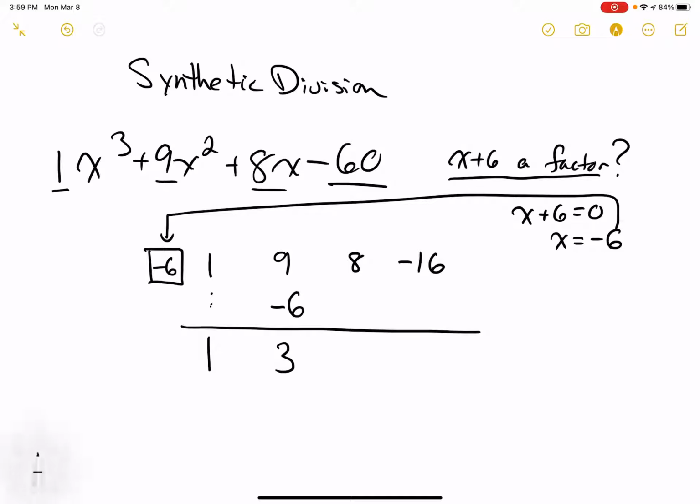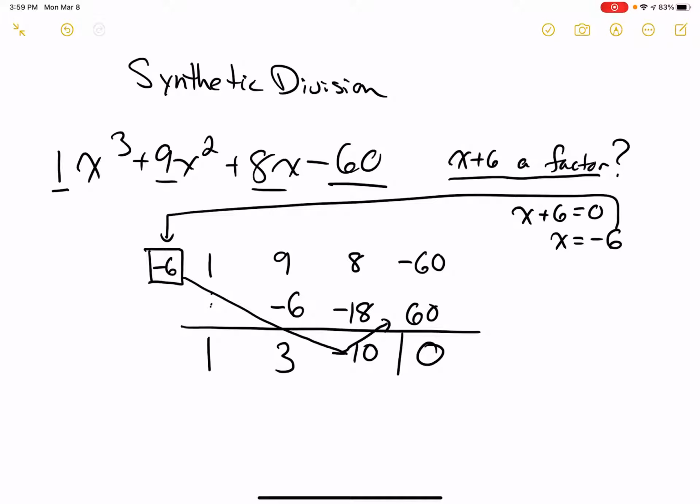And then we're going to multiply again. We're going to do -6 times 3, minus 18. And then we're going to go ahead and add that through, and we're going to get minus 10. And then again, we're going to multiply -6 times -10, excuse me, and that's going to be 60. Copy that over. And then we're going to add that through, and we're going to get 0.